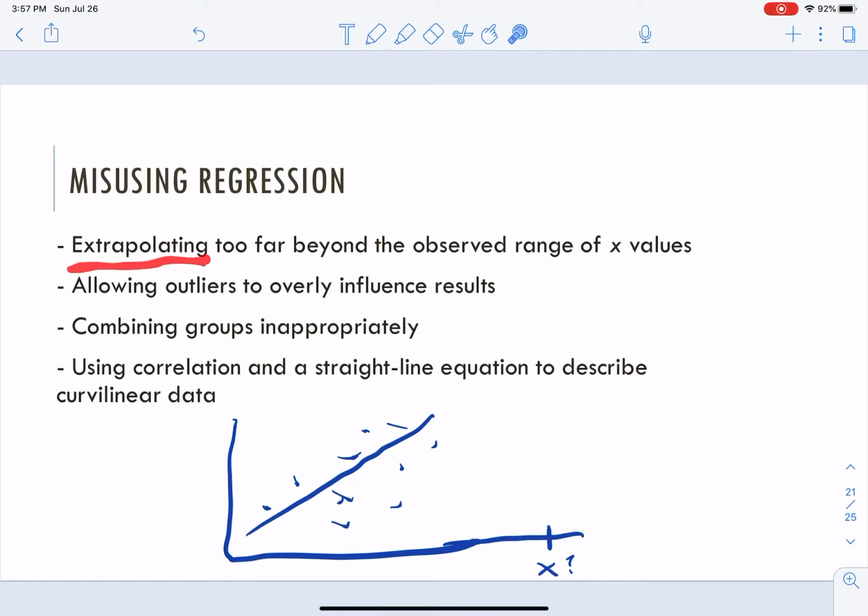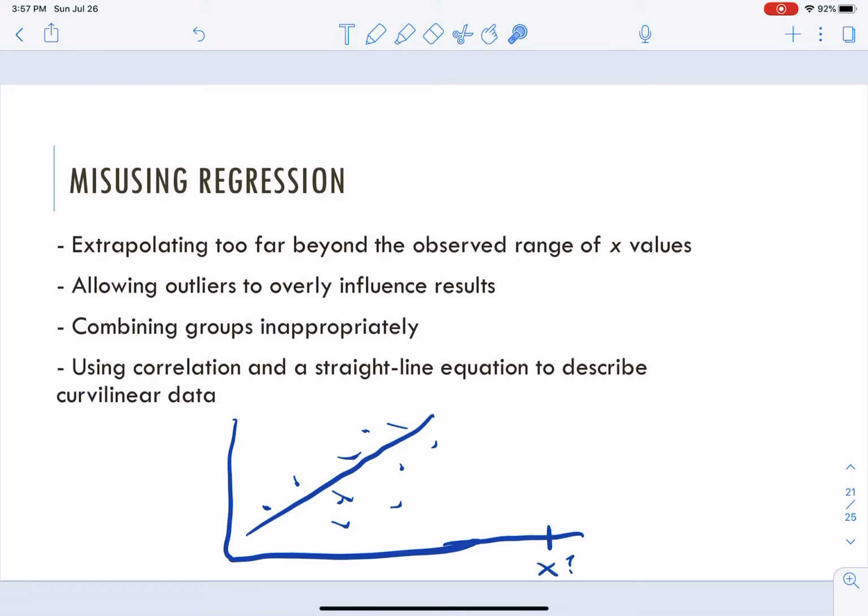We're trying to use the information that we found here, and we're trying to apply it to way out here. But we just cannot do that because we just don't know. Is it likely that the data kind of still do this thing? Maybe, but we just don't know. We do not know.